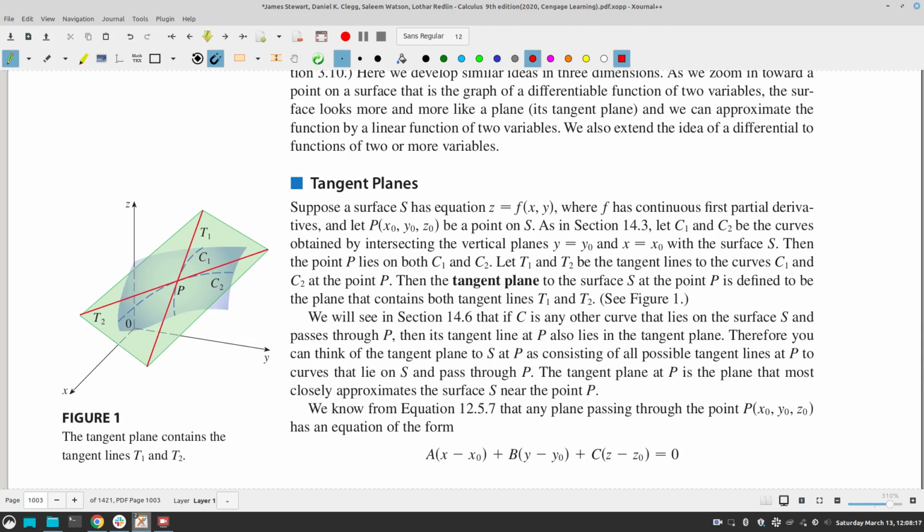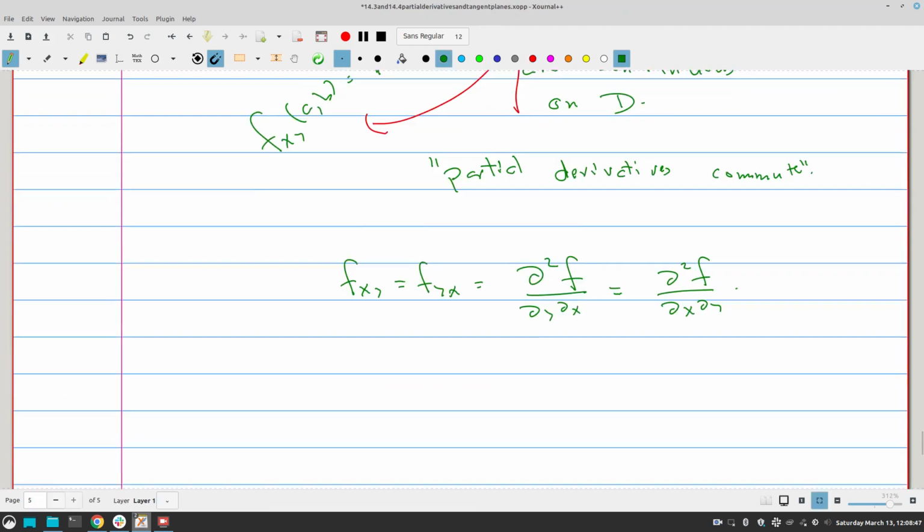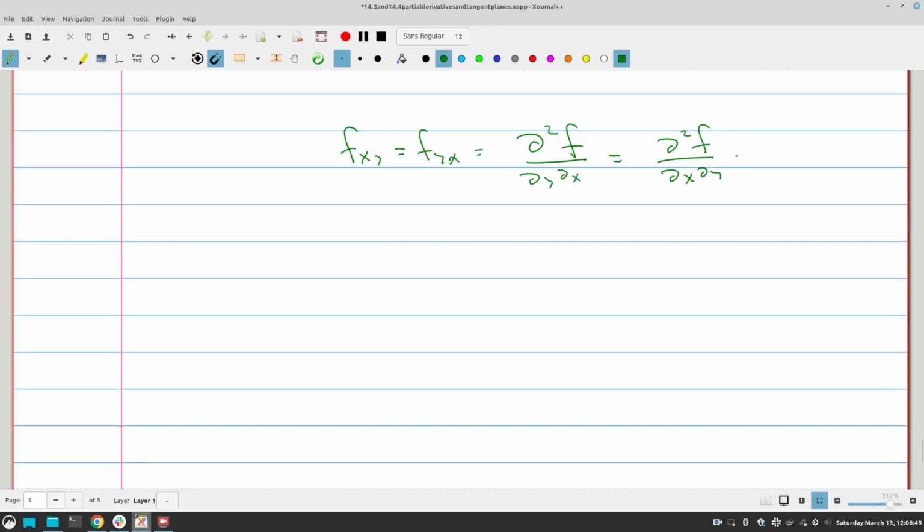So if you recall, in single variable calculus, we were asked to find the tangent line, the line that is tangent to a curve at a particular point. What we want to do is find a plane that is tangent to a particular surface. So the description of the problem is this.